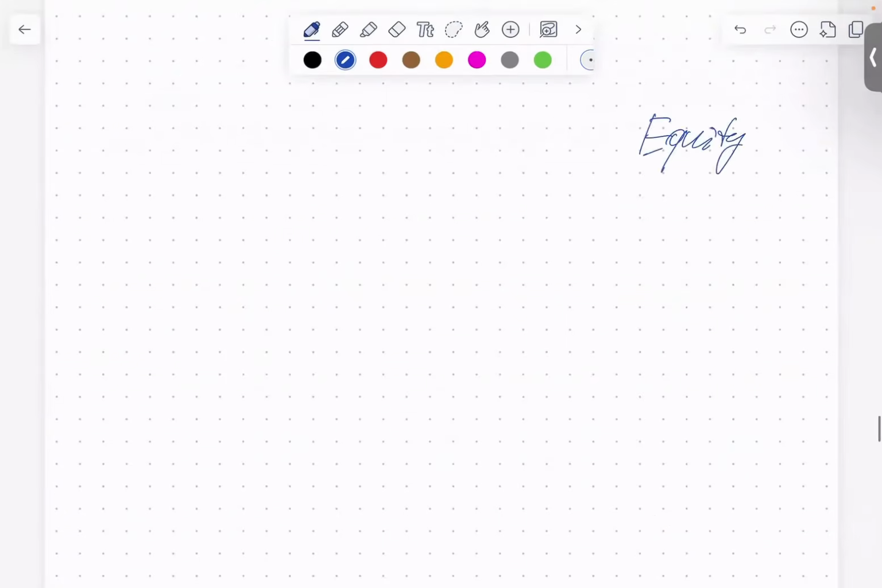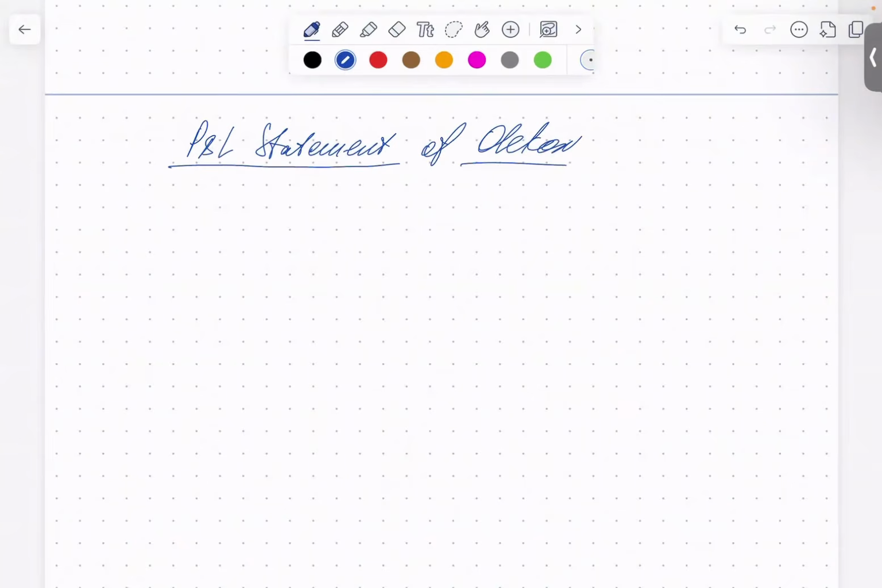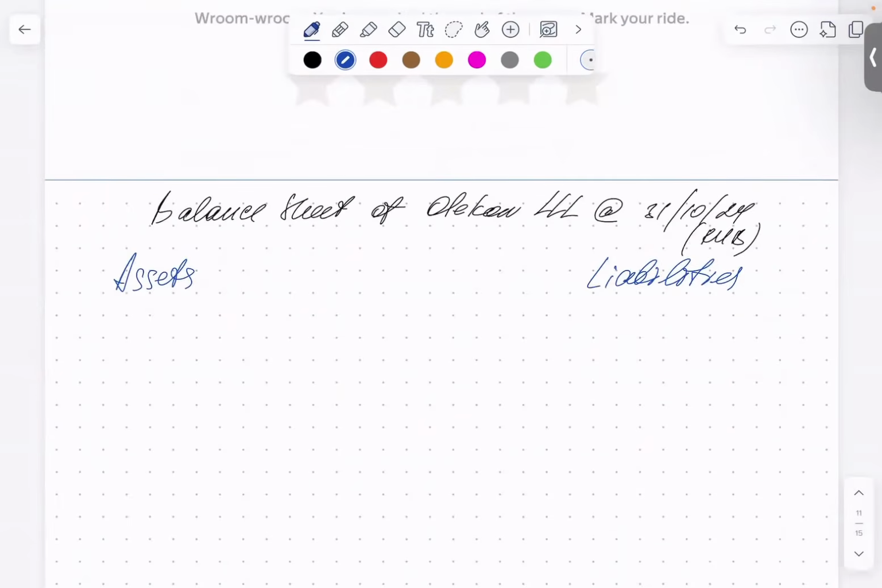And on the second page, we're going to start our profit and loss statement of Olecon. So please be sure that you give a proper name of the statement, as I did. Give a proper name of a company, as I did. The period you are stating, if we speak about profit and loss statement, you have to state the period. If we speak about balance sheet, you have to state the exact date you're compiling balance sheet on.